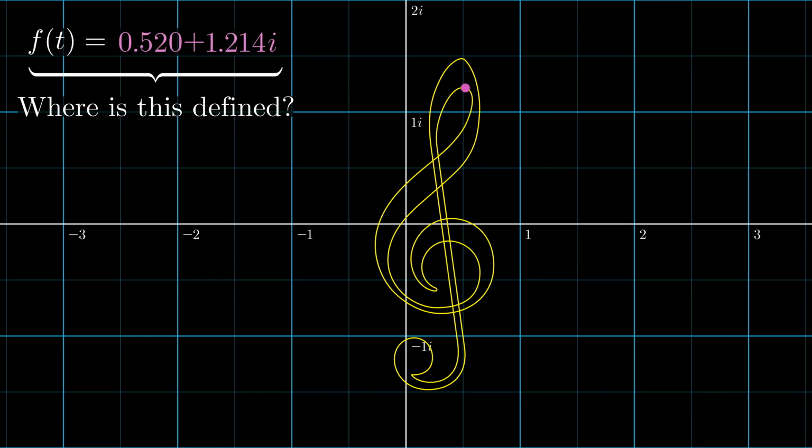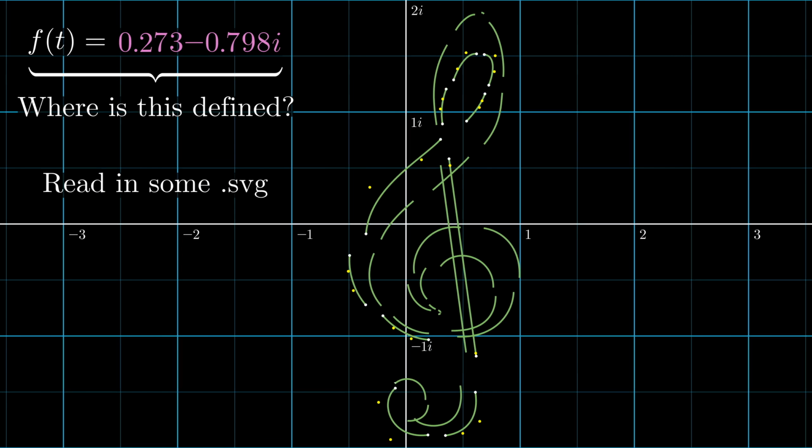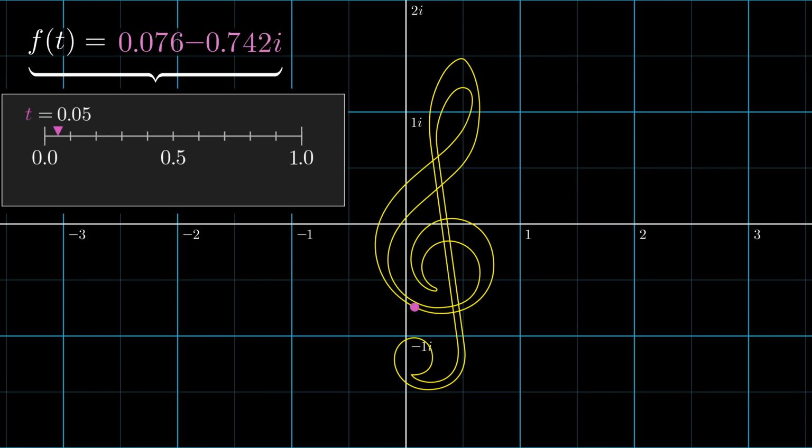For those of you curious about where the data for a path itself comes from, I'm going the easy route and just having the program read in an SVG, which is a file format that defines the image in terms of mathematical curves rather than with pixel values. So the mapping f of t from a time parameter to points in space basically comes predefined.